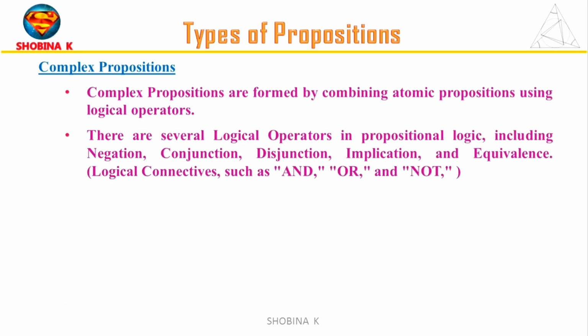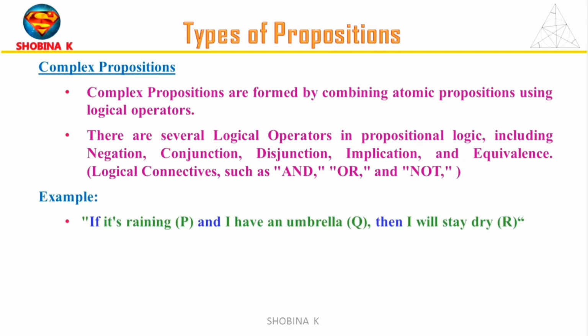Complex propositions are formed by combining multiple simple propositions or other complex propositions using logical connectives. Logical connectives such as and, or, not allow us to create more intricate statements. Logical connectives are also called logical operators or logical symbols, which are fundamental elements in propositional logic and predicate logic. And here is an example for a complex proposition.